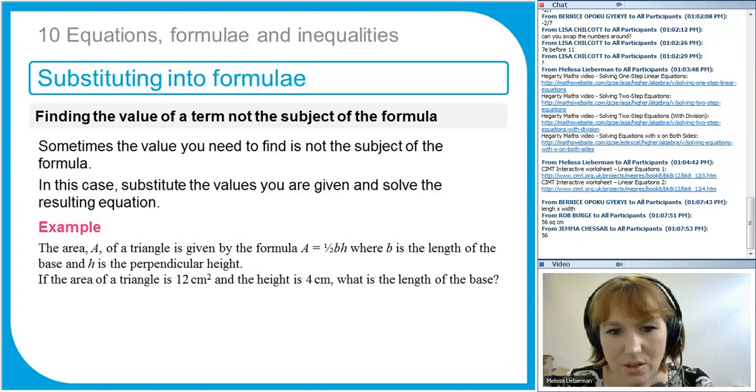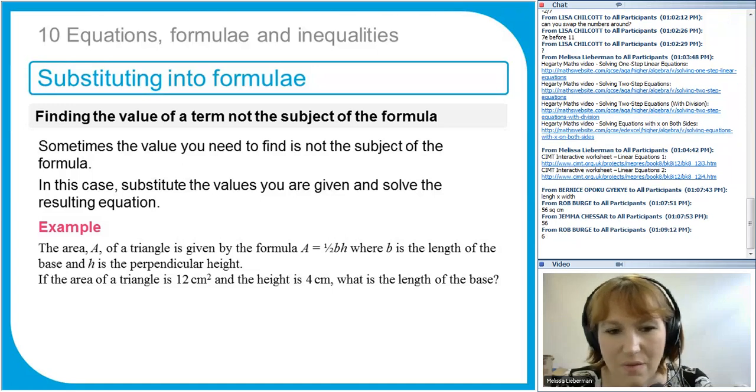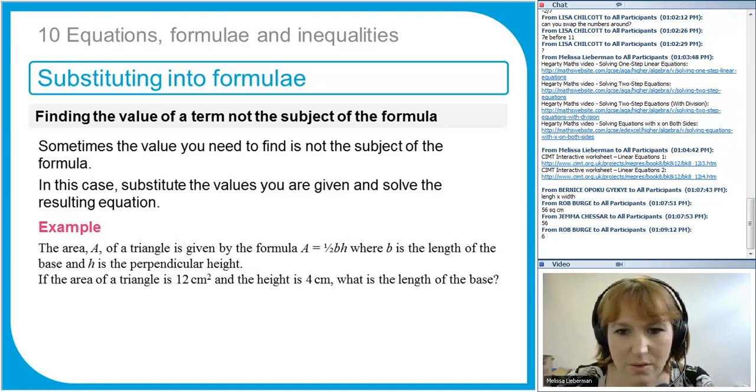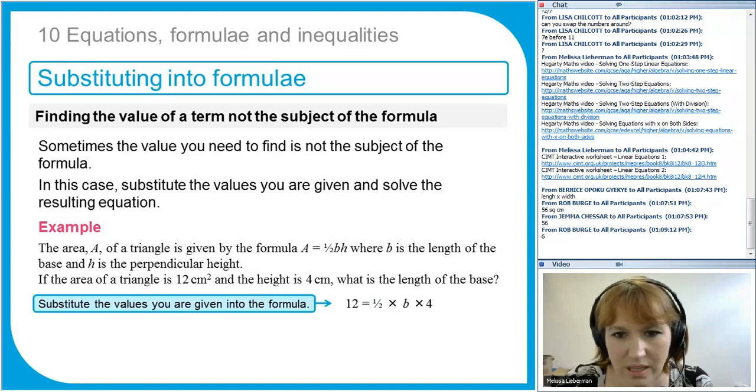Some people are having a try of that already. So the area is 12. So A is 12. So we need to write 12 first. So first of all, we've got the A equals half. And I'm putting all of the times signs in here just so it's clear. Times B times 4. Okay, no, oops, times 4 because 4 is H.